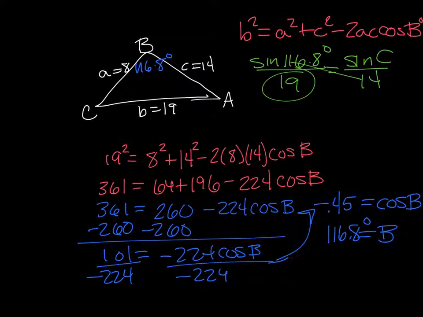Okay, so then we find angle C. And let me see if I have that written down. I do. Angle C, if you go through the work, is 41.12. And then we can just take that away from 180, and angle A is 22.08. All right, so that is how you use the law of cosines on that one. Let me show you another one.